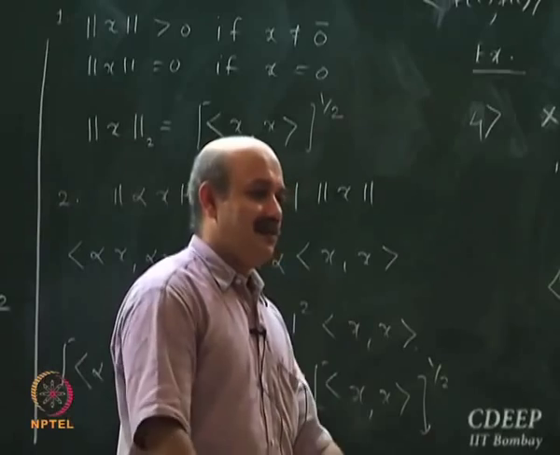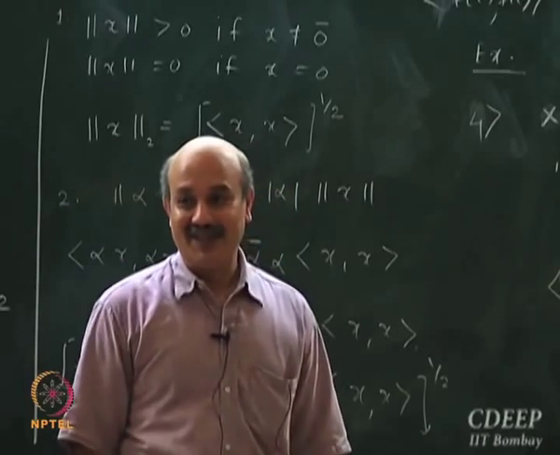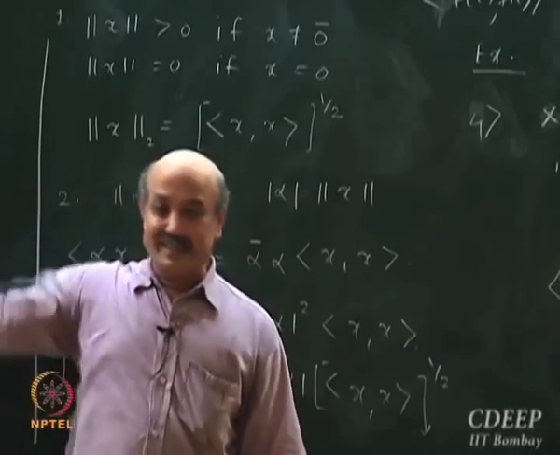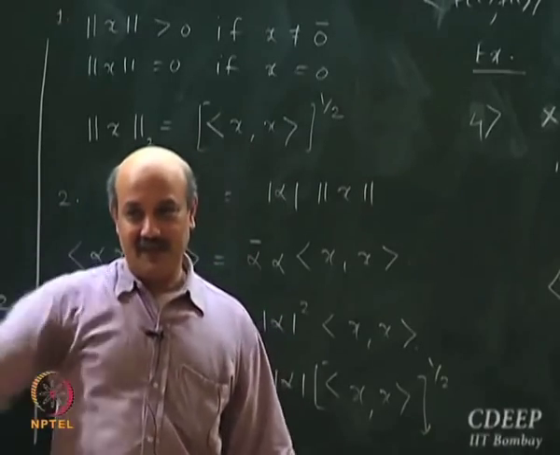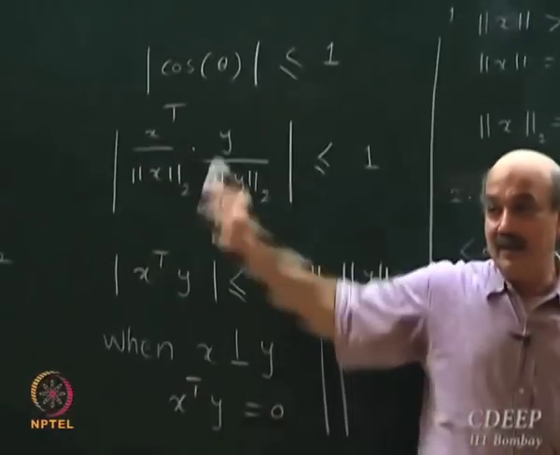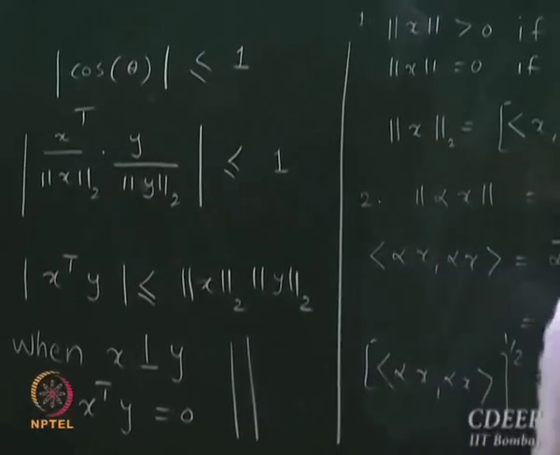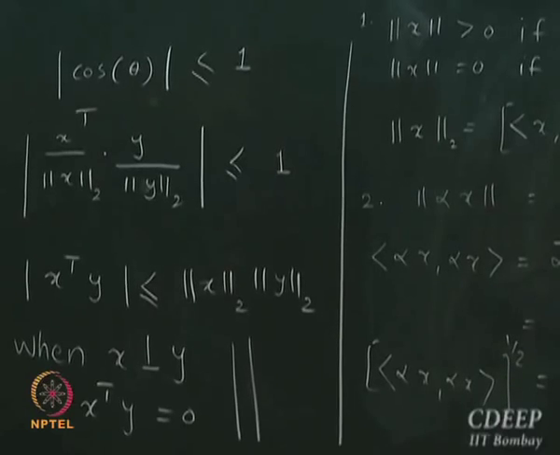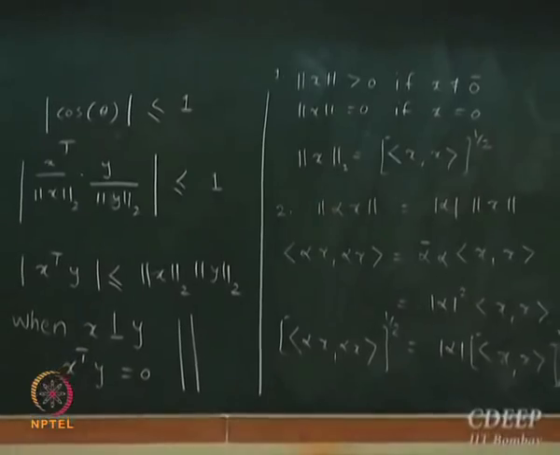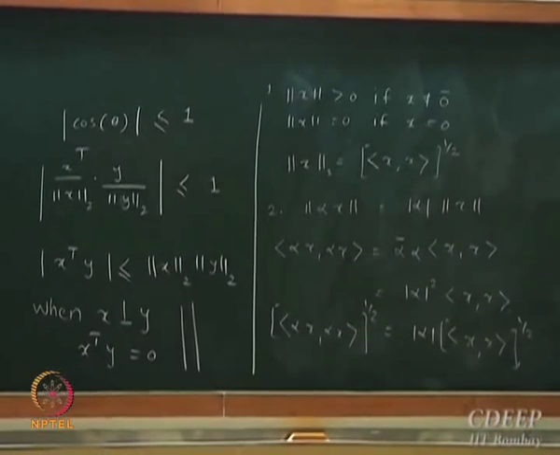Now comes the third problem. What is the third thing? Triangle inequality. Okay. Now triangle inequality is where we need this to be generalized. You cannot go to triangle inequality unless you generalize this result in inner product spaces. And here we need a little bit of work. Okay, I'm going to prove this on the board.